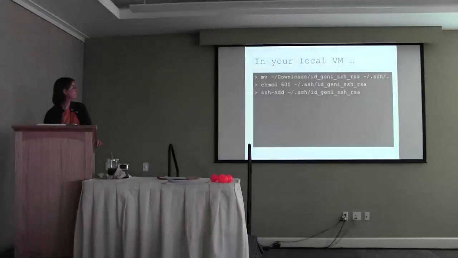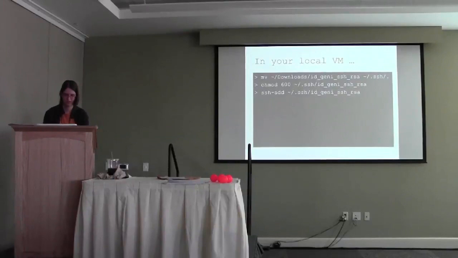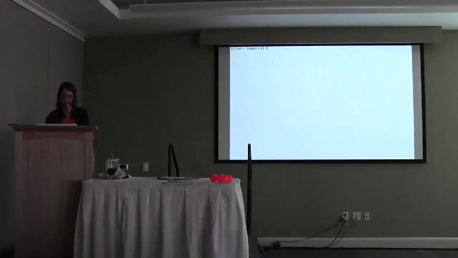Okay, so now we're going to do a little bit of moving the key around. We downloaded the key and it ended up in the downloads folder, and we're going to put it someplace more usual, which is the .ssh directory, and then we're going to change the permissions on the file. And the third step, ssh-add, adds it to your SSH agent if you're not using the virtual machine. But I went ahead and put the instructions in there for doing those three things. So you should do those at home. So I'm going to do these three steps very carefully.